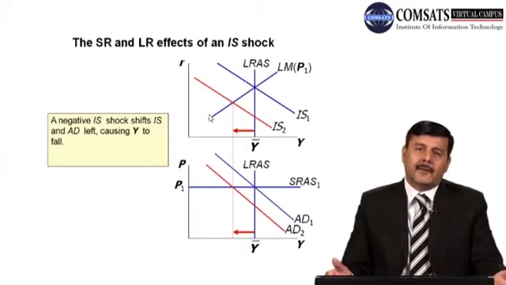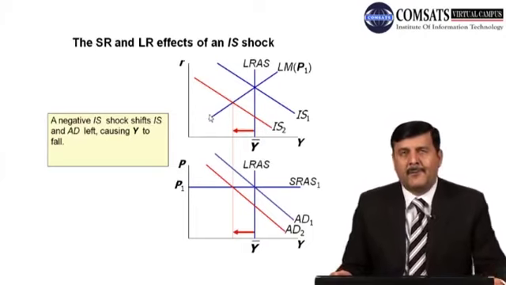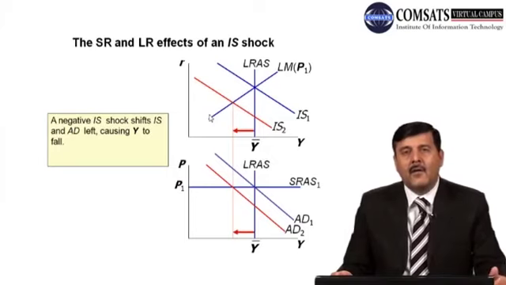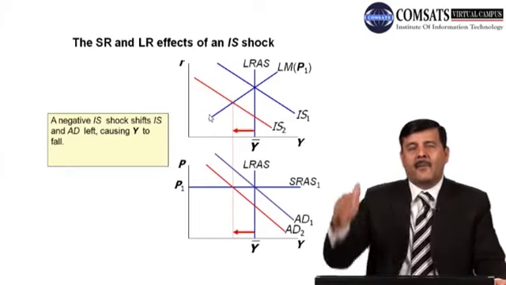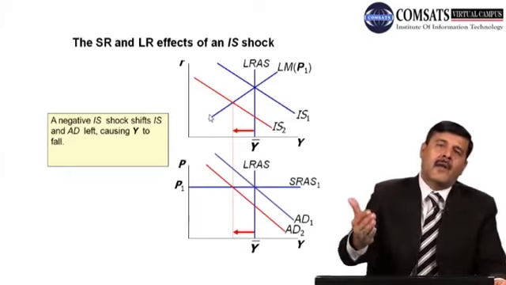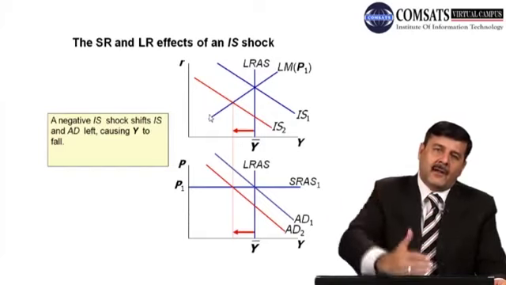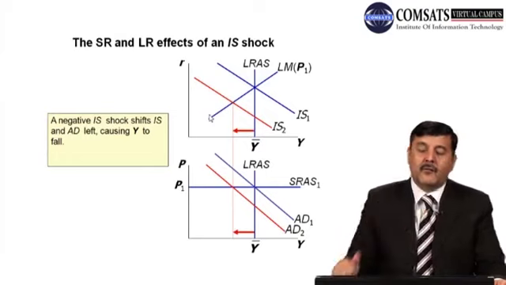An IS shock could be positive as well as negative. Suppose we talk about a negative IS shock. What do we mean by a negative IS shock? A negative IS shock means government purchases go down or taxes go up. जब government purchases में कमी होती है या taxes में इजाफा होता है, तो there is a negative IS shock. The IS curve will shift inwards from IS1 to IS2.